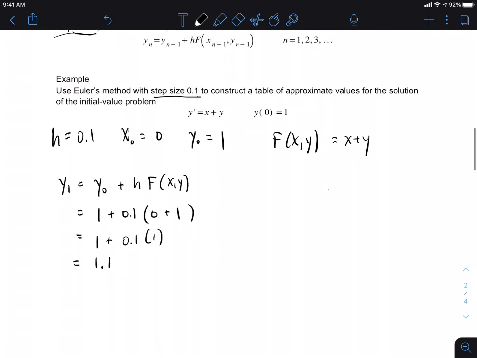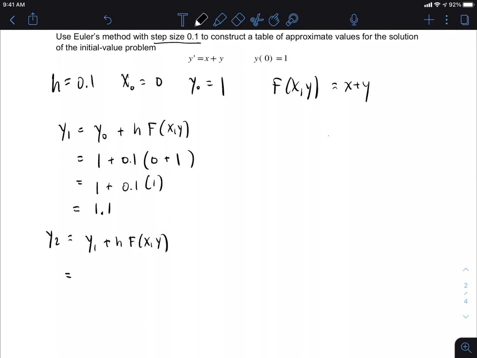The next one then would be y sub 2, and I'll write this down. Y sub 2 then should be y1, because now we're going to take the derivative evaluated at the next step size, plus our step size evaluated at the derivative of our function. So in terms of the derivative, that is the slope field that we're using. Make sense? Yes.